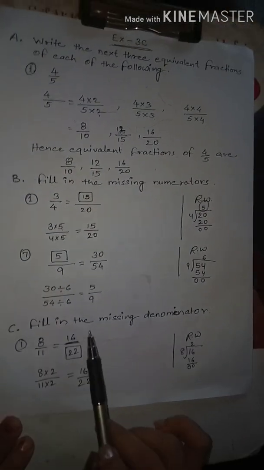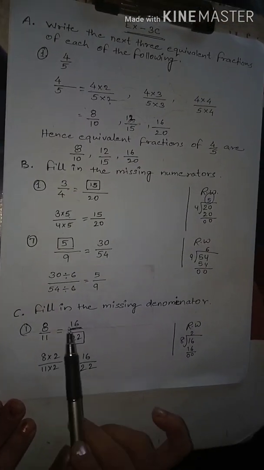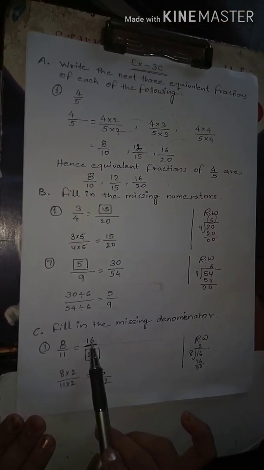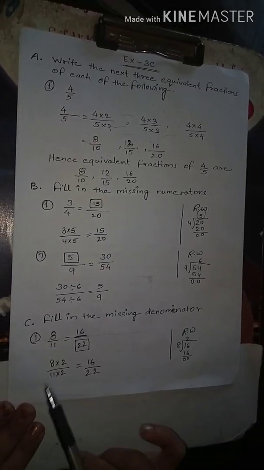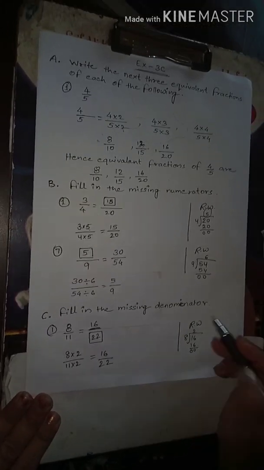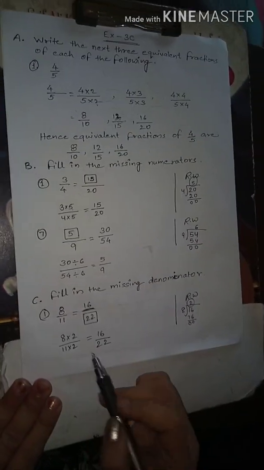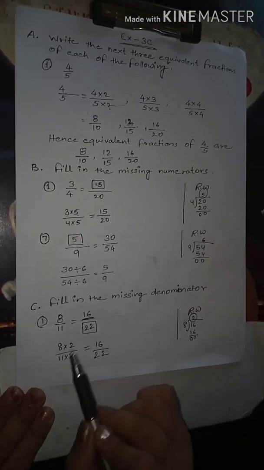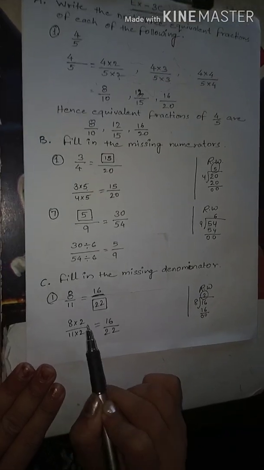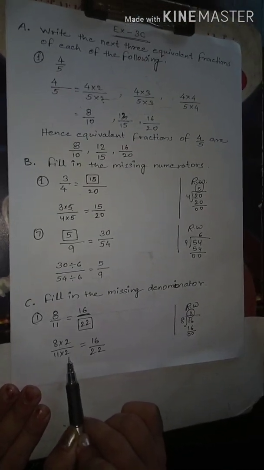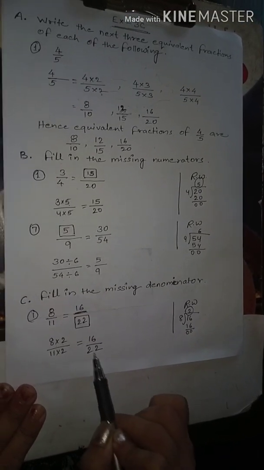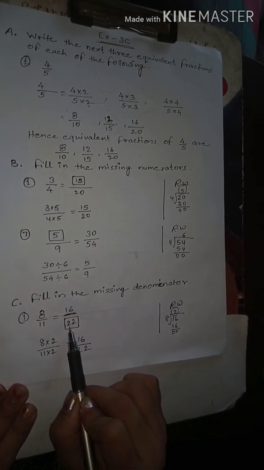Now question number C, filling the missing denominator. Look at the question. To get denominator 16, we will multiply 8 by which number? So 16 divided by 8, 8 ones are 8, 8 twos are 16. So we will multiply both numerator and denominator by the same number, means by which number? 2. So 8 multiply by 2, 11 multiply by 2. 8 twos are 16 and 11 twos are 22. So here the missing denominator is 22.